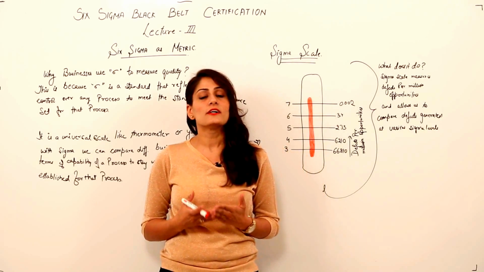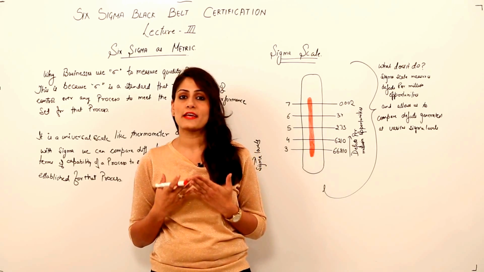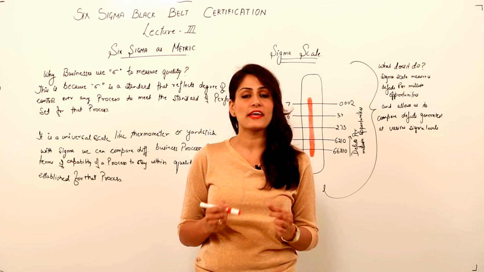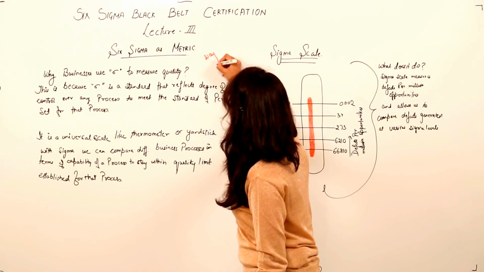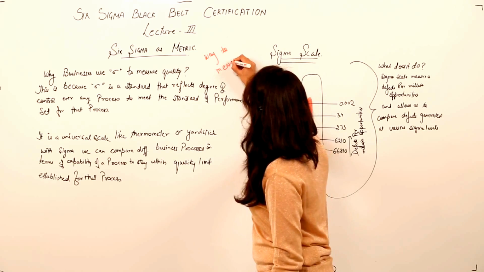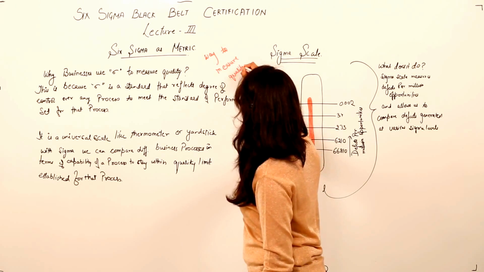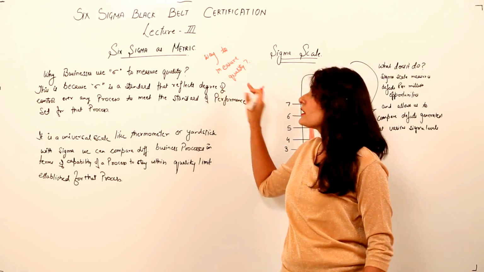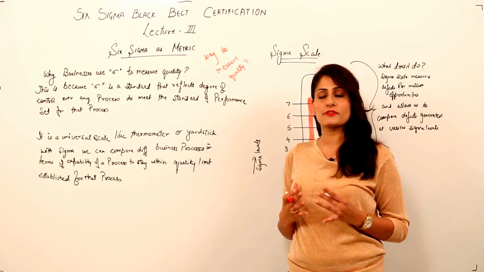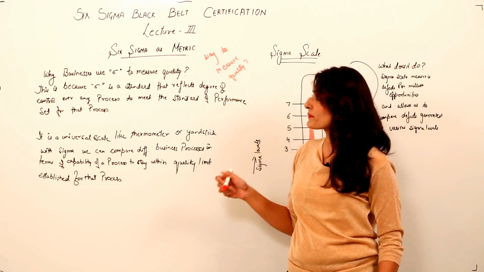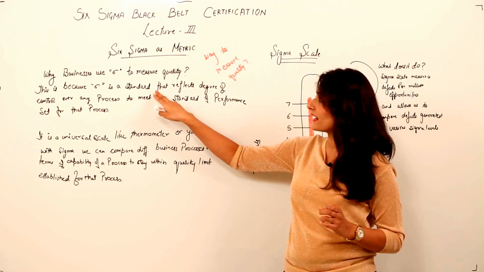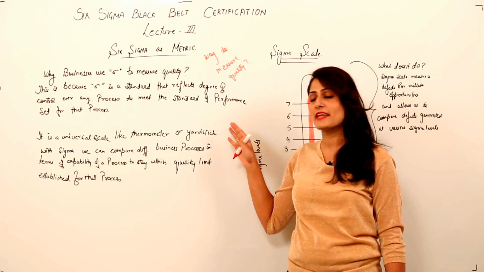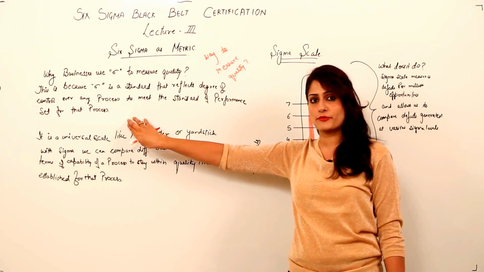As discussed earlier, sigma is the measurement used to assess process performance and the result of improvement efforts. In simple words, it's a way to measure quality. With the help of sigma, we can measure the quality of any process or product. Now the question arises, why do businesses use sigma to measure quality? This is because sigma is a standard that reflects the degree of control over any process to meet the standard of performance which is set for that process.